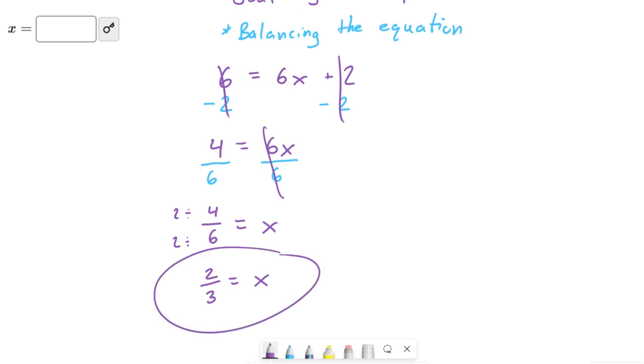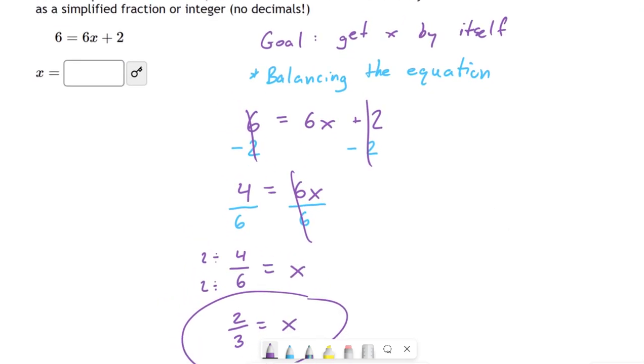And that's your answer. See, I have x by itself now. There's nothing else in front of it. So I just put that in as the answer to this problem.